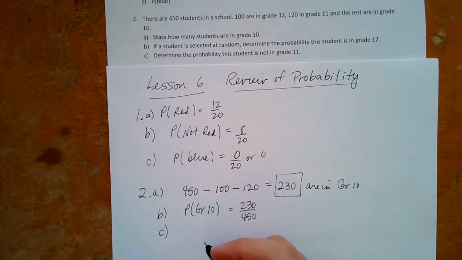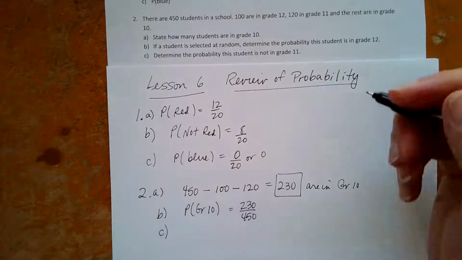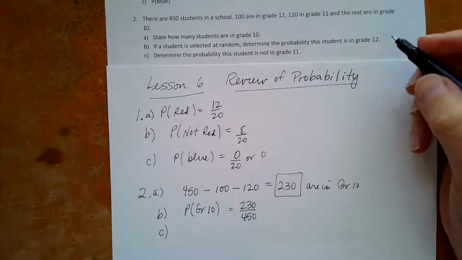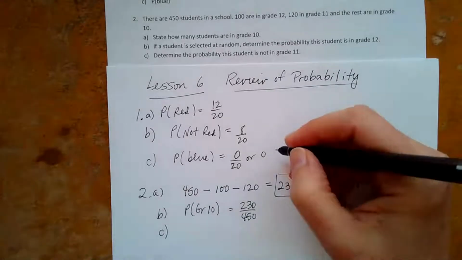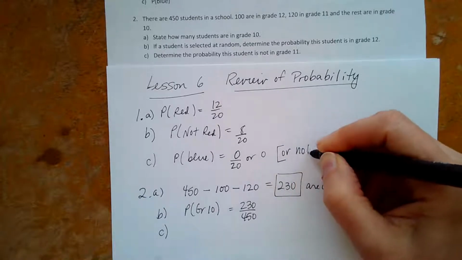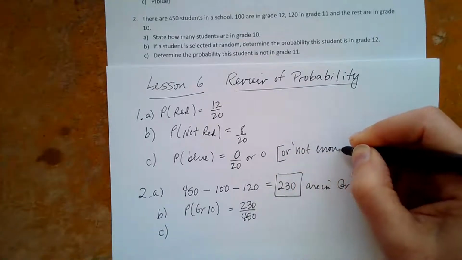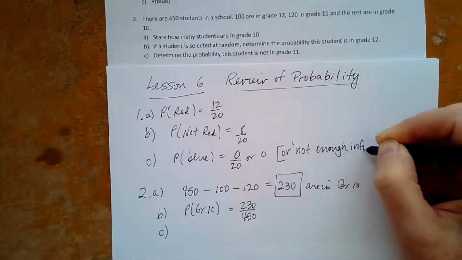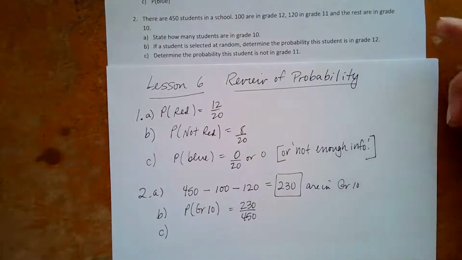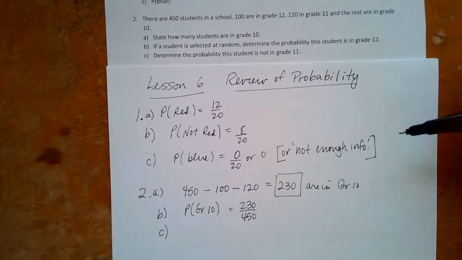Just reading your comment, Cynthia: is it also acceptable to put not enough info on the jelly bean question? We are not told whether there are any blue ones. Oh, that's true, right? That's a very good point. Or not enough info. It's probably a better answer. I just assumed, because I wasn't given any info on blue, that they weren't blue, but you're right. That's probably a better answer. It's kind of a weird question.